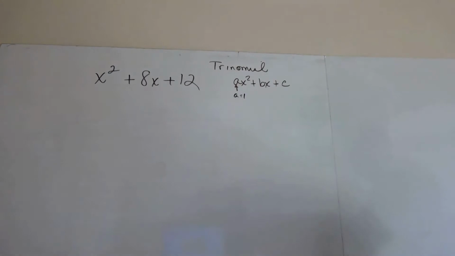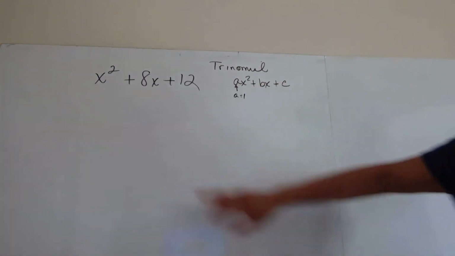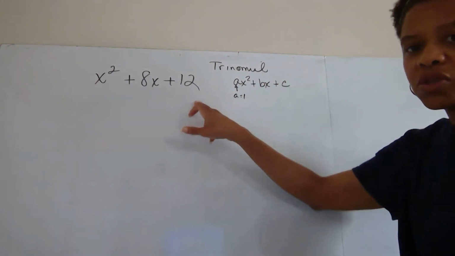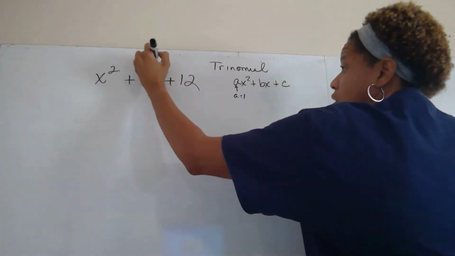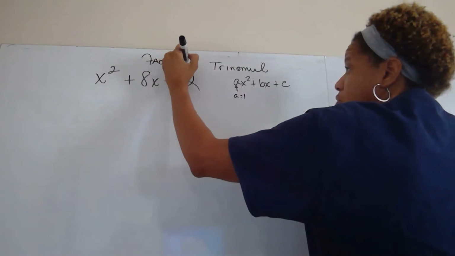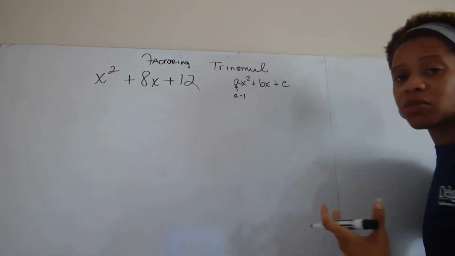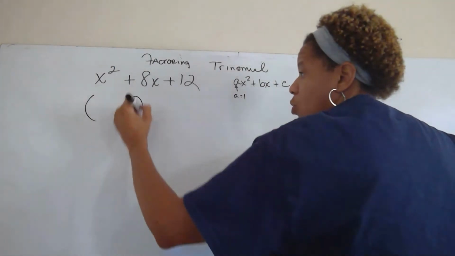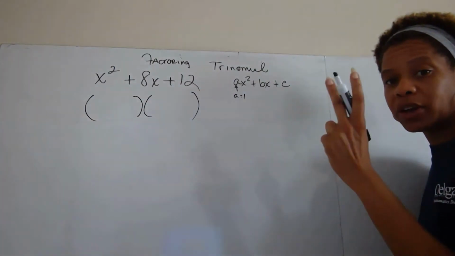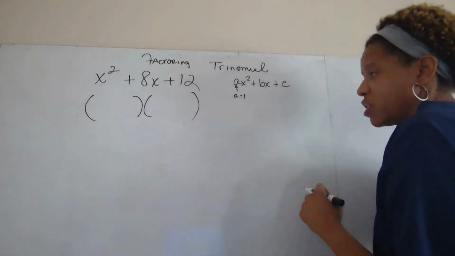All right, so trinomials, 3 terms. So we have x squared plus 8x plus 12. So when you're trying to factor a trinomial, remember factoring is creating a product. When we're factoring a trinomial, we're trying to break it up into 2 binomials. So we should have 2 sets of parentheses.